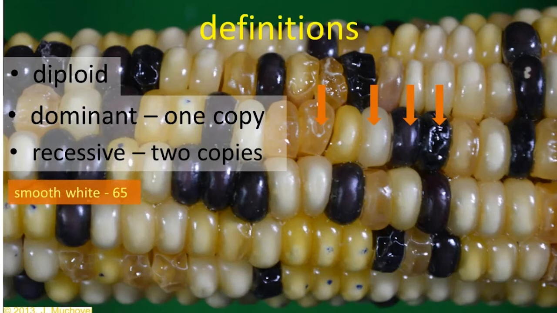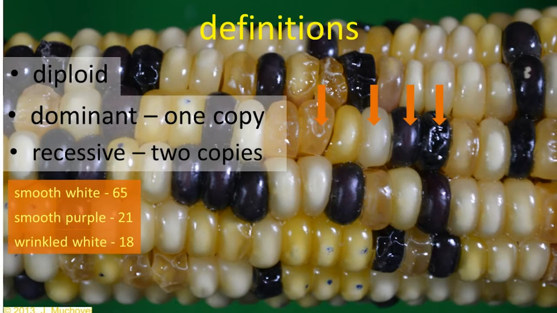If we went and counted all of the kernels out here on the top of it, we find out that we've got 65 smooth white. We are going to have 21 smooth purple. We're going to have 18 wrinkled white, and we're going to have 7 wrinkled purple. And geneticists often count these things to be able to figure out what sort of ratio we got. And in this, we're going to figure out that, hey, wrinkled purple is actually a double recessive.